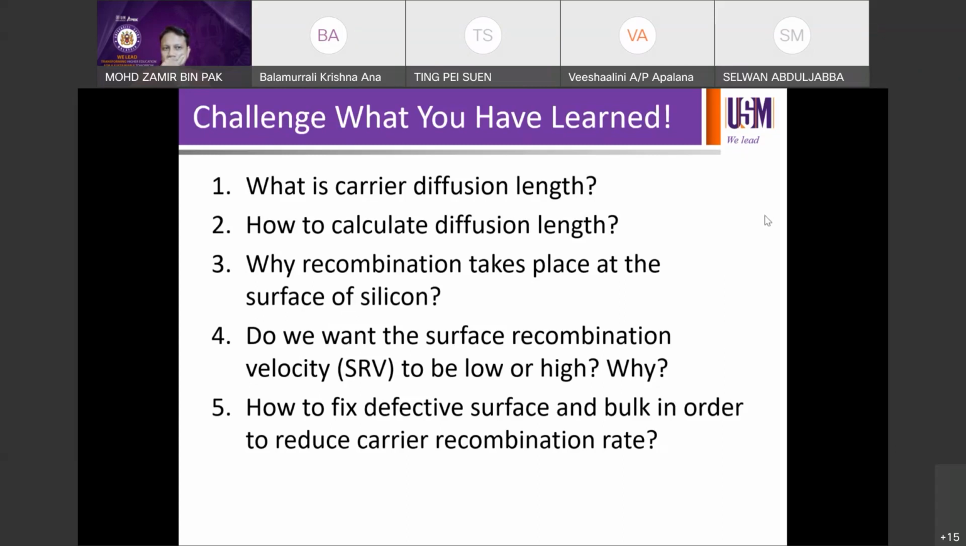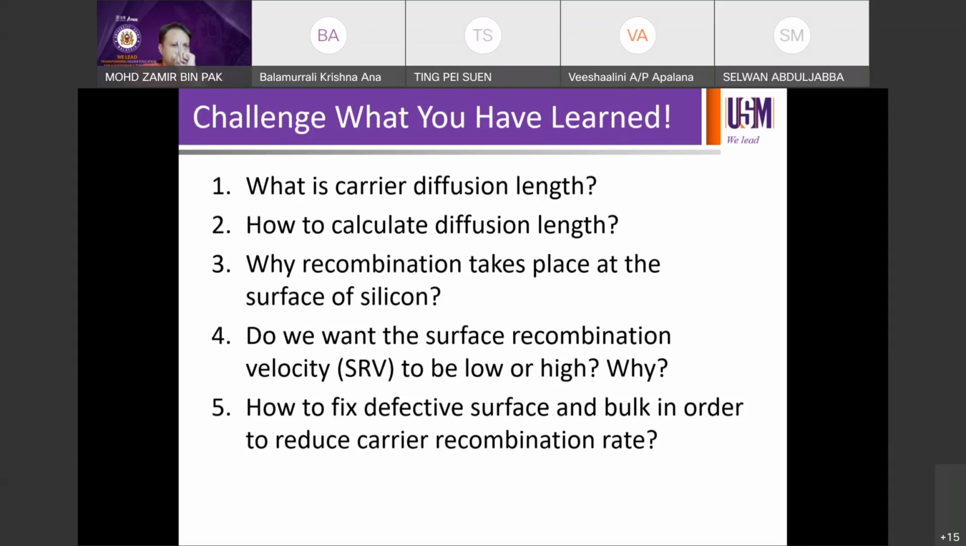The average length a carrier moves between generation and recombination. Average what? One more time? Average length a carrier moves between generation and recombination. Right, very good. Average length, average distance traveled by the carrier between the point of generation and recombination. Very precise. Okay. Right, so let's move on to question number 2.